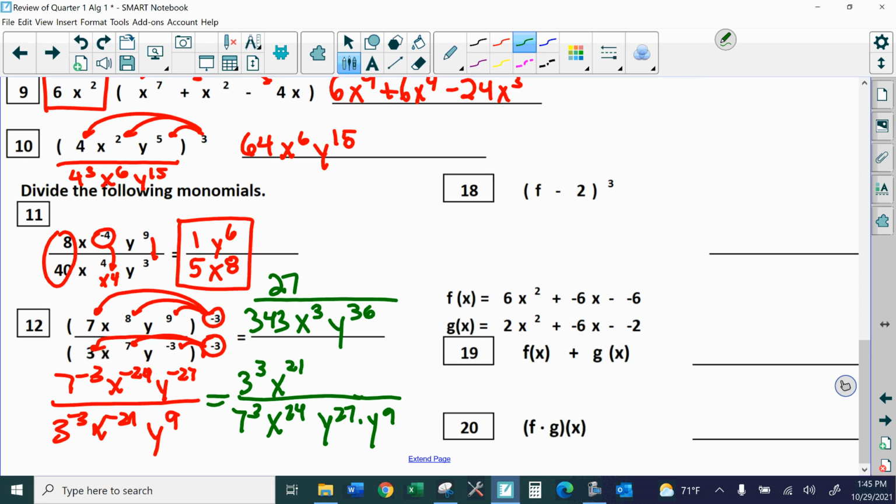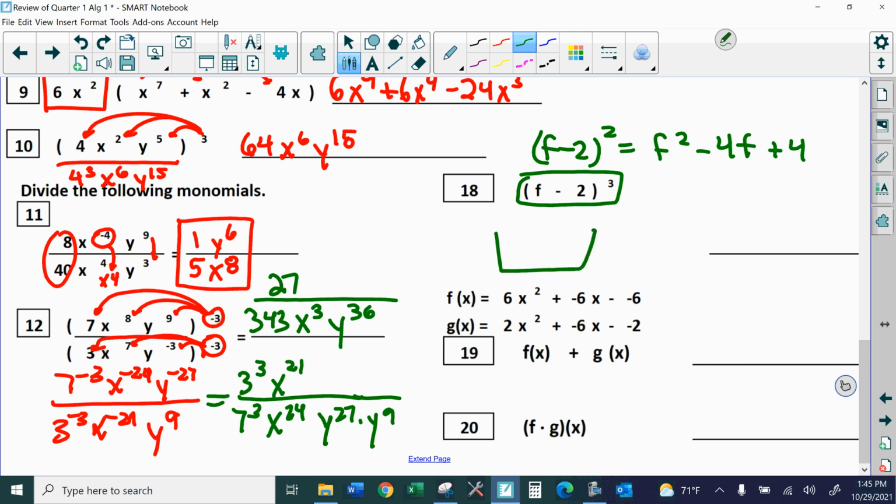All right, 18. We want to cube this binomial. Remember, we can only multiply two things at a time. So I do f minus 2 squared. Remember, to use that shortcut rule, I square the first term, f squared, multiply the two together. That gives me negative 2f. Double that, negative 4f, and then square the last term, positive 4. Again, if you don't memorize that shortcut rule, you would need to multiply out f minus 2 times f minus 2. So you're going to do the box.